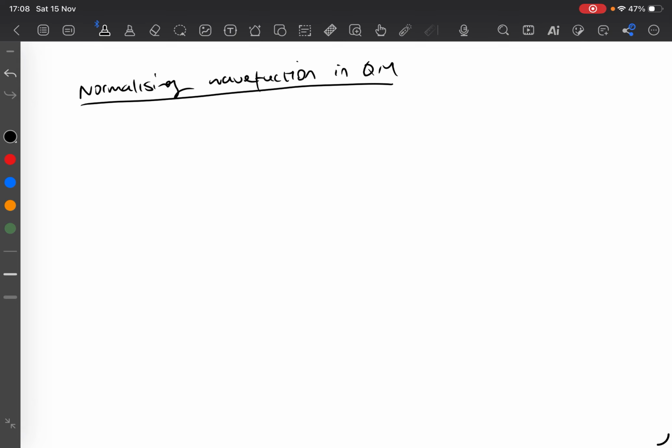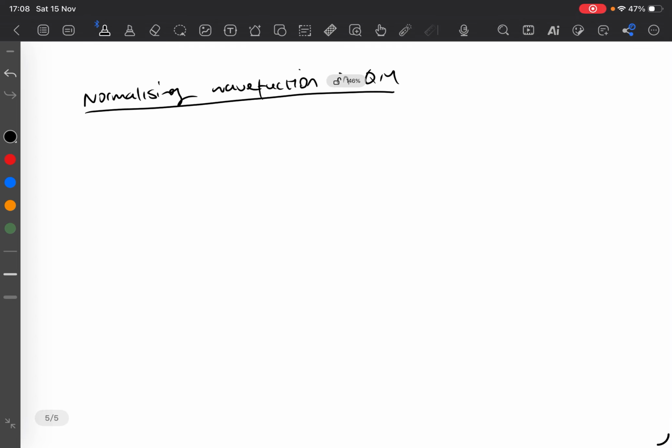Hello, here's Quantum Bias, and here we'll be going over normalizing a wave function in QM, quantum mechanics. In today's lesson, we'll be going over this topic and going through some examples on how this concept works.